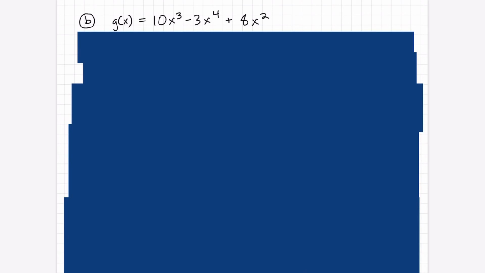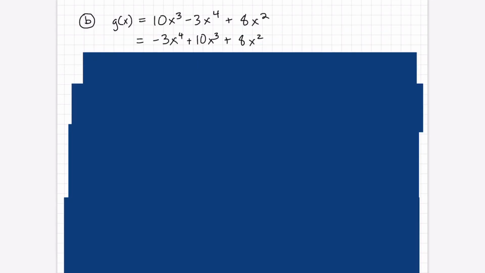All right, so g of x is 10x cubed minus 3x to the 4th plus 8x squared. First, I need to do my leading term test. First thing with that is the leading coefficient. So my leading coefficient is, what'd you say? Did you say 10? Or did you say negative 3? Yeah, I was being a little bit tricky here. You have to make sure that when you look at your leading coefficient, it's actually attached to the leading term. That's the term with the largest exponent.